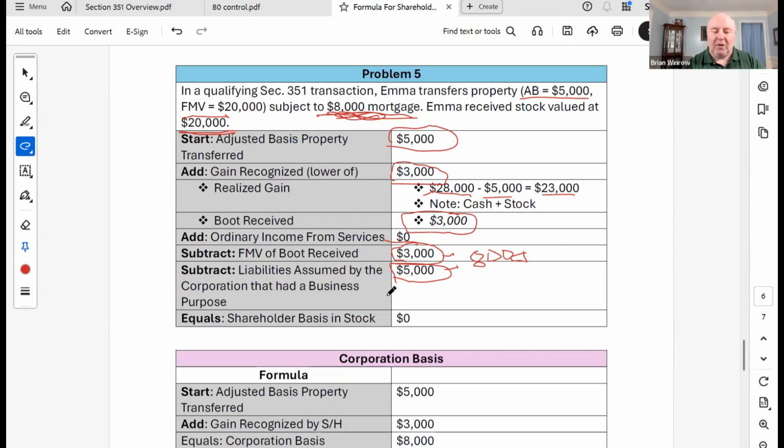But 3,000 is boot, 5,000 is not. So if we go 5 plus 3, that's 8,000 minus 0, minus 3, minus 5. That's going to net out at 0. So we have a basis in our stock of 0. So anytime we sell our stock, we're not going to have a return of capital. It's likely going to be a capital gain for us. And by the way, for the corporation, the first two steps, 5 plus 3, gave us $8,000. So that's what we would have come up with.